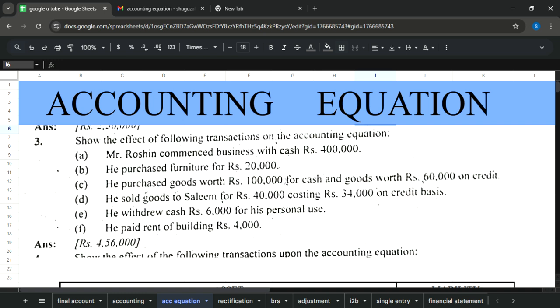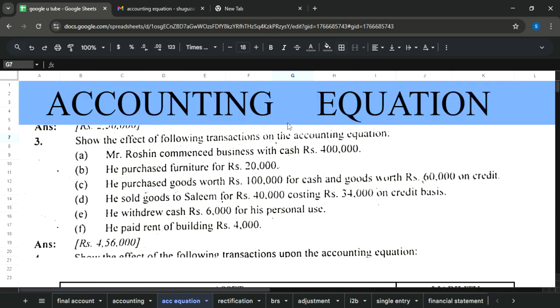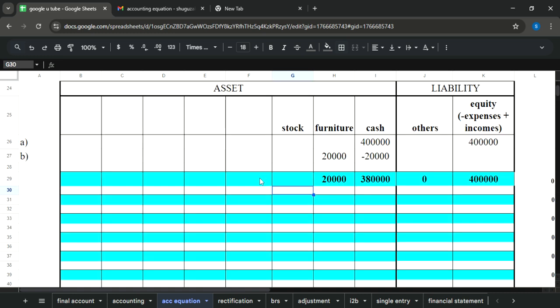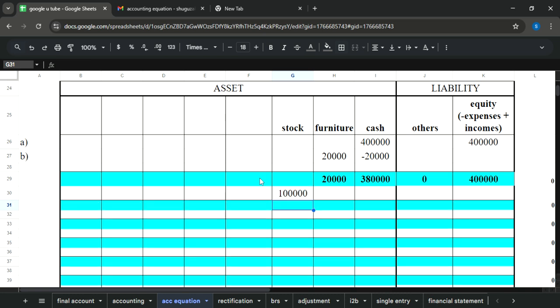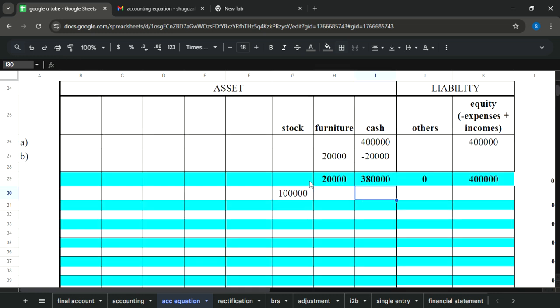Purchase goods for cash. That means goods are coming in. Goods are your asset, which is called stock. So stock is increasing. How much worth of goods he have purchased? 1 lakh. So write down 1 lakh increase or plus. And now see, purchase goods for cash. So cash will be going out. That means minus 1 lakh. So cash have gone out. That is why you have chosen minus sign.